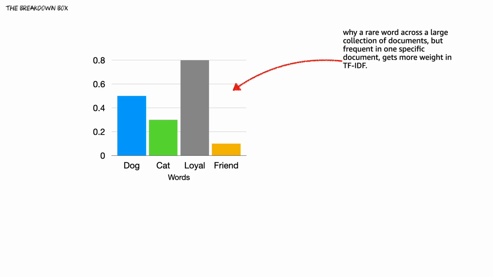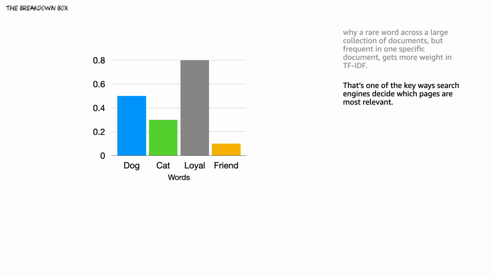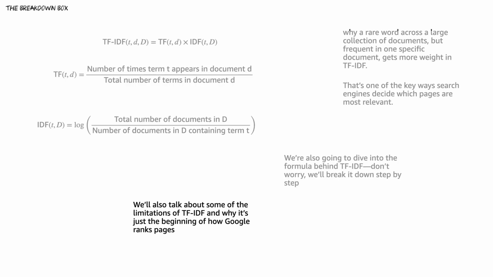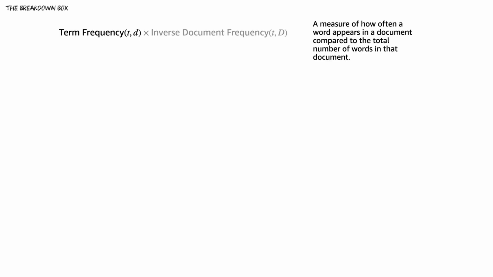Alright, you might be wondering why TF-IDF is worth sticking around for. By the end of this video, you will know exactly why a word that is rare across a large collection of documents but frequent in one specific document gets more weight in TF-IDF. And that's one of the key ways search engines decide which pages are relevant. We are also going to dive into the formula behind TF-IDF, and don't worry, we'll break it down step by step and you'll see how it's actually computed. But that's not all. We'll also talk about some of the limitations of TF-IDF and why it's just the beginning of how Google ranks pages. So stick with me, and by the end of this video you will have a solid understanding of how this technique really works.